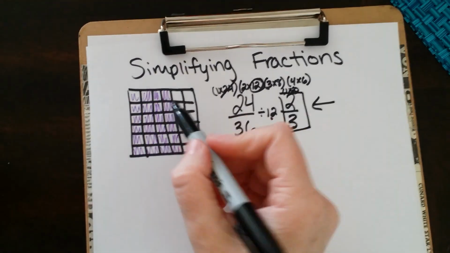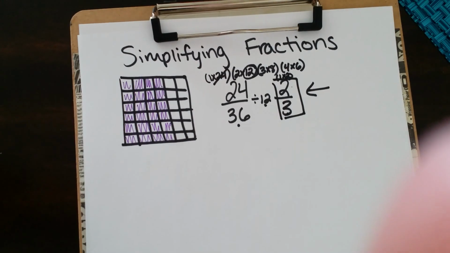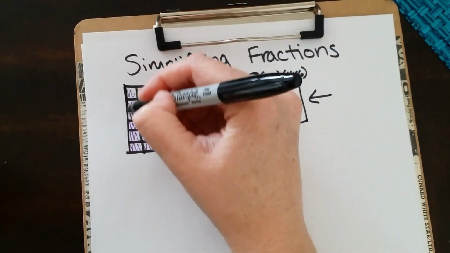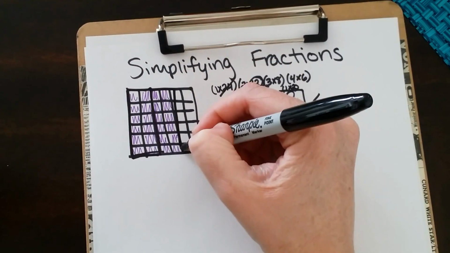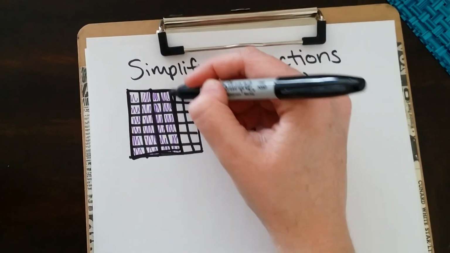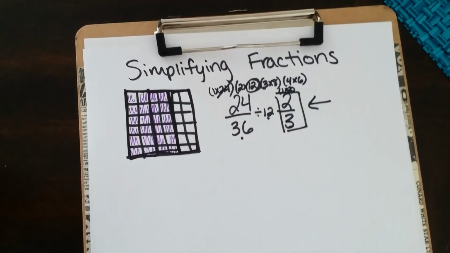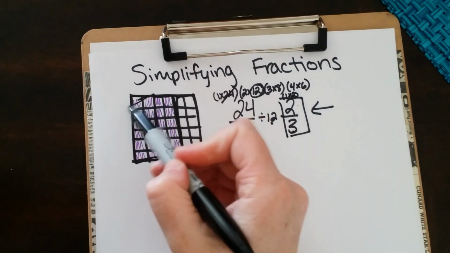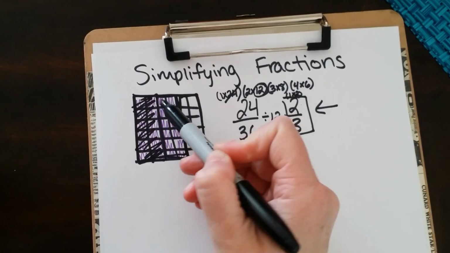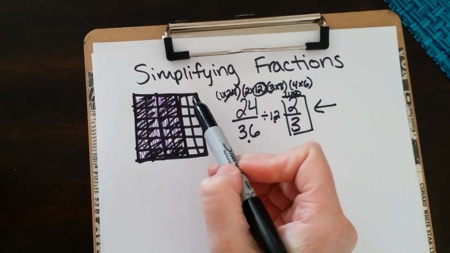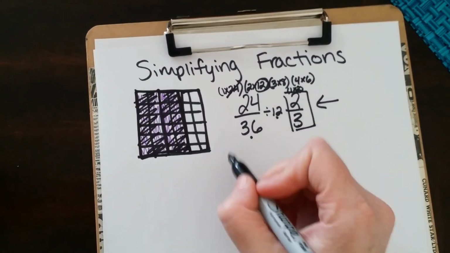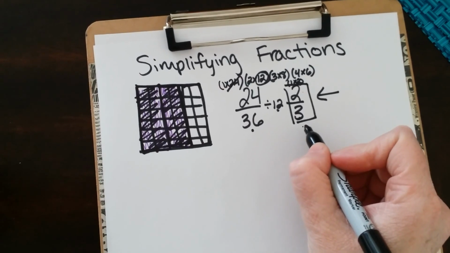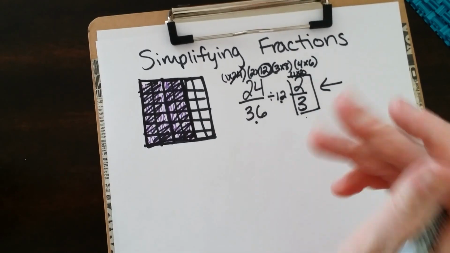When you take your 24 out of 36 and you put them into groups of 12, you would take this group together, this group together, and then you would have this group together. Well, if I shade the same ones, this would be 1 big slice, 2 big slices out of 3 big slices. Same amount of pizza. This is just a whole lot easier for your brain to see. It is simpler.